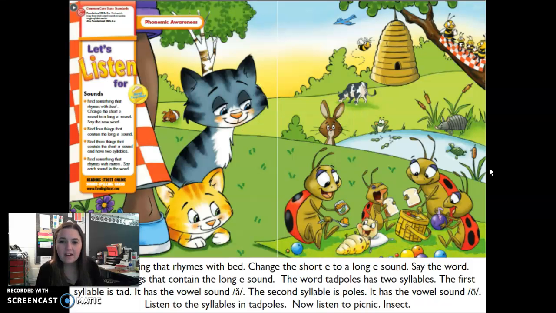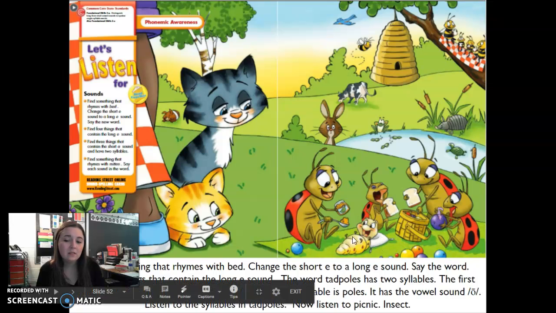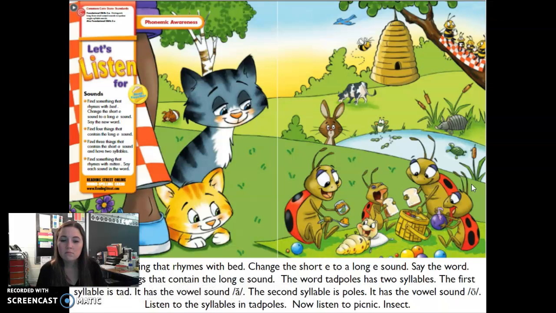All right, find something in this picture that rhymes with bed, like a bed that you sleep in. Look in this picture, and what do you see? I see the color red. What else do you see? Anything? Bread. Maybe this one is being fed. Anything else? I don't know.